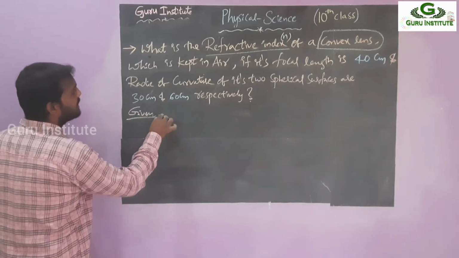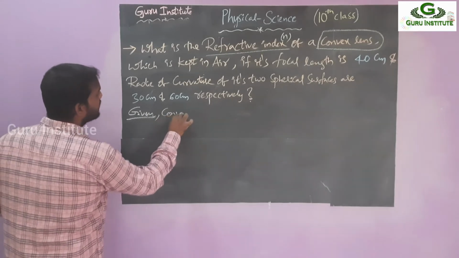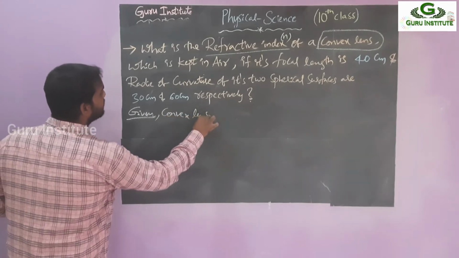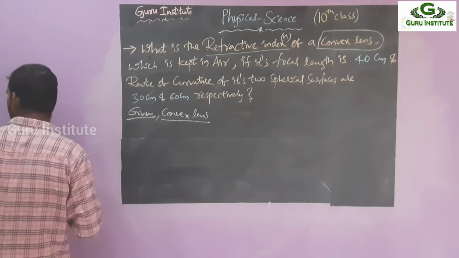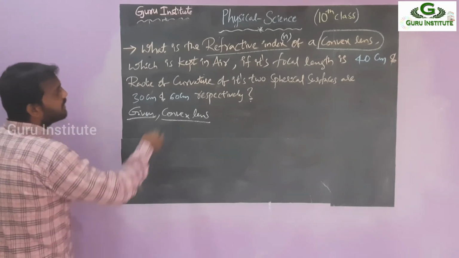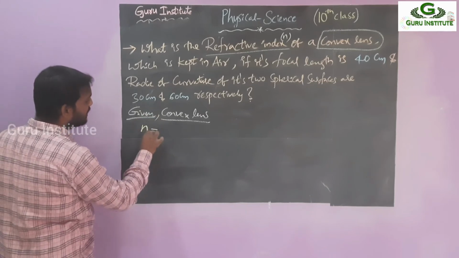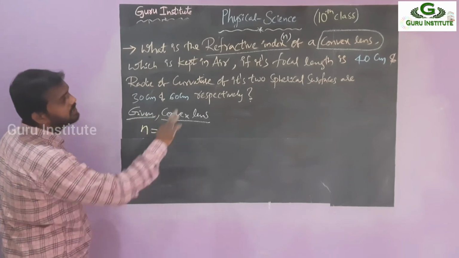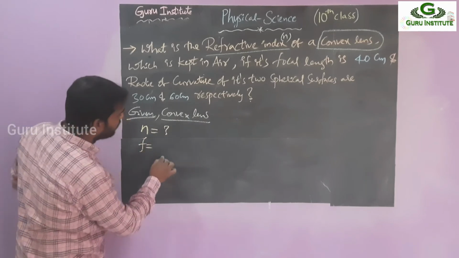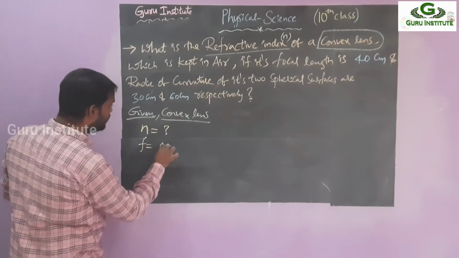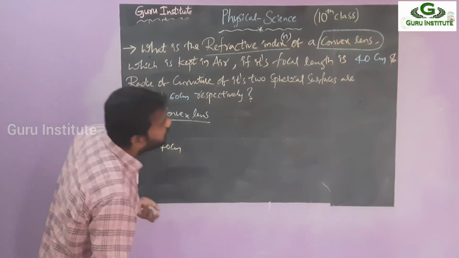Okay, given data. What is the lens given? Convex lens. So just write the given data, then you can know the values. What is being asked? The refractive index n. Next, convex lens of focal length, what is the focal length given? 40 centimeter. Focal length is 40 centimeter.